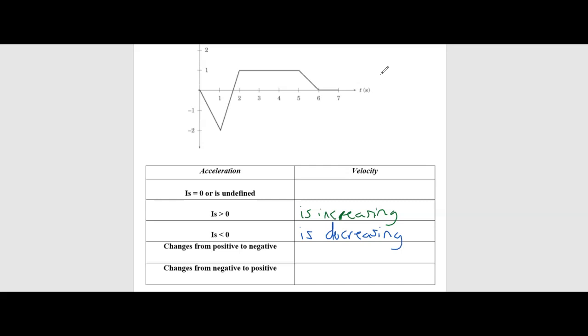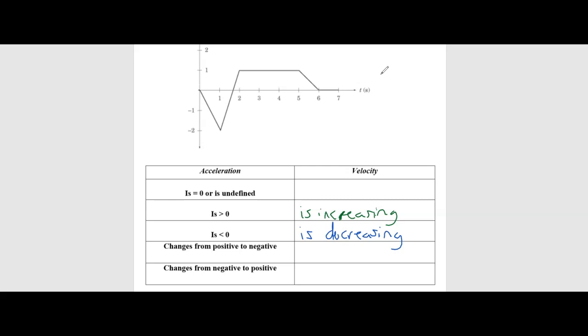This doesn't tell us whether the velocity is positive or negative. Because I could be going forward but slowing down because my acceleration is negative, or I could be going forward and speeding up because my acceleration is positive. So just knowing whether the acceleration is positive or negative does not tell us whether the velocity is positive or negative. We just know whether the velocity is increasing or decreasing.